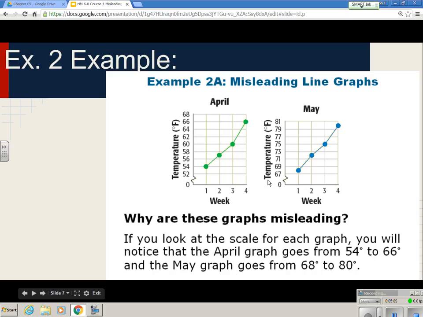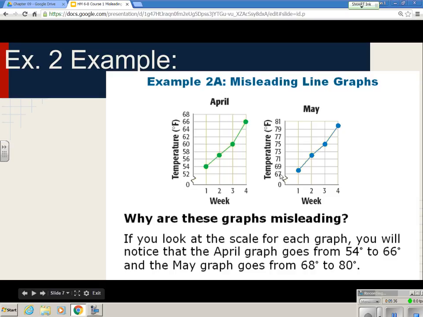So if we look at these graphs, let's see what's misleading about them. If you look at the scale for each graph, you'll notice that the April graph goes from 52 to 68. The May one goes from 67 to 81. I know they have the little squiggly thing there again, but that's okay because you're shrinking it down. The issue with this graph is it's misleading because one starts at 52 and one starts at 67.